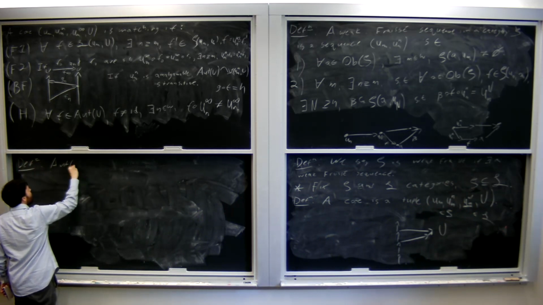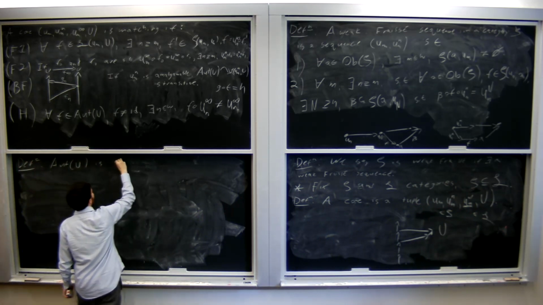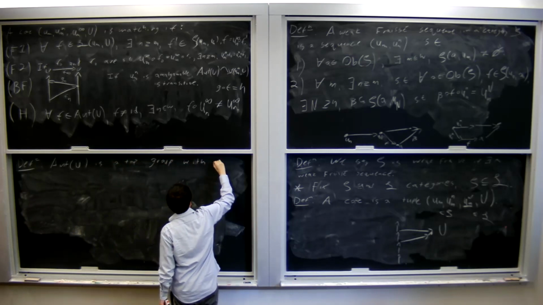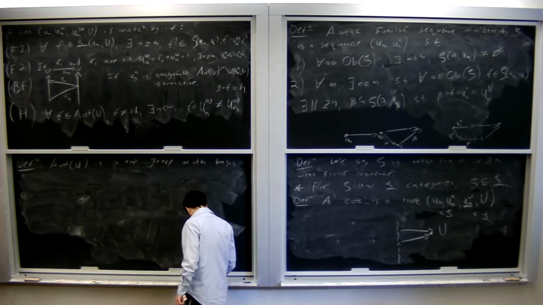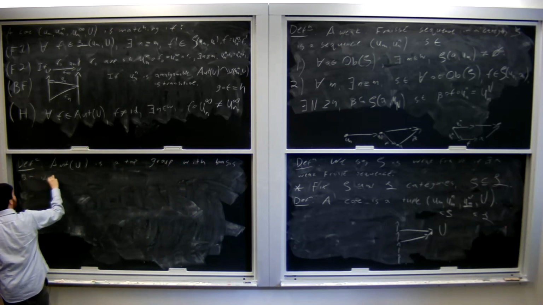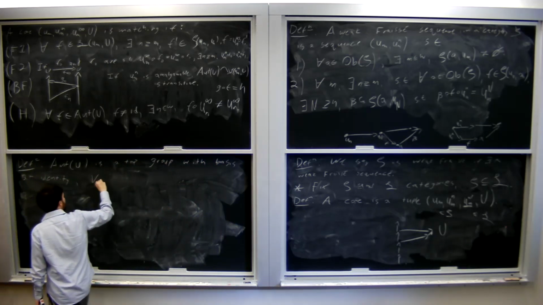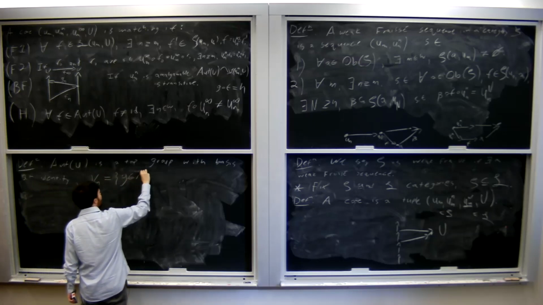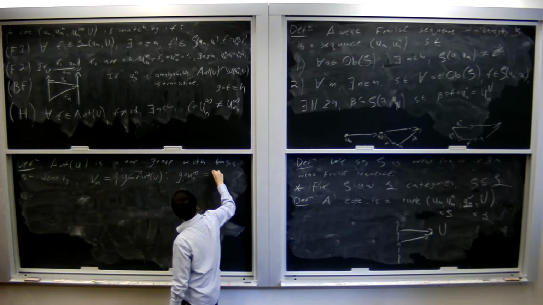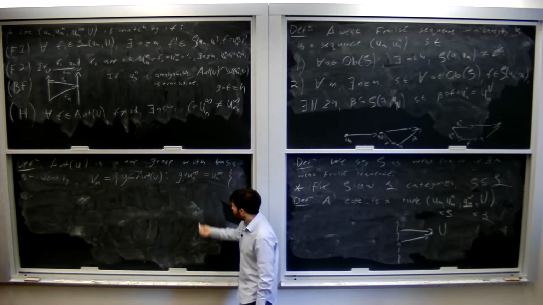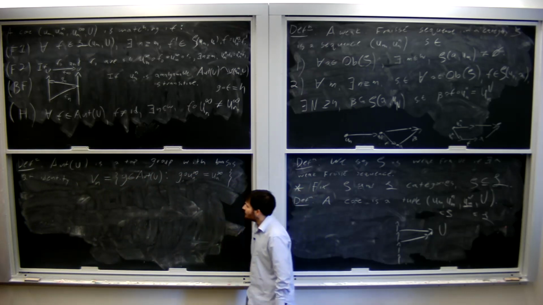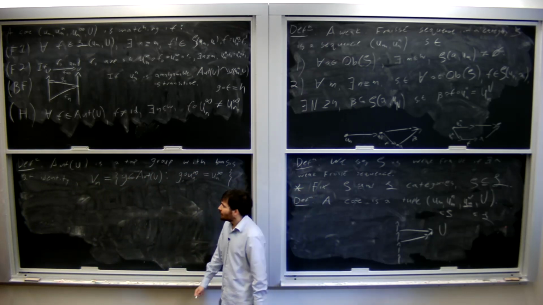The automorphism group of U is a topological group with basis identity. This is essentially trying to mimic the pointwise convergence topology. I guess I'm giving it this topology. I'm declaring it.